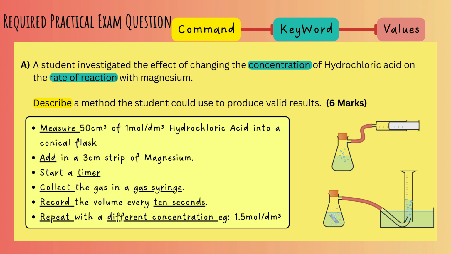Measure 50 centimeters cubed of 1 mole per decimeters cubed hydrochloric acid into a conical flask. Add in a 3 centimeter strip of magnesium. Start a timer, collect the gas in a gas syringe or an upturned water-filled measuring cylinder, record the volume every 10 seconds, and then repeat with a different concentration, for example 1.5 mole per decimeters cubed. Anything along those lines and you'll get all 6 of those marks. It's very important that it's possible to get valid results from your method. That way you can ensure that you'll get full marks.